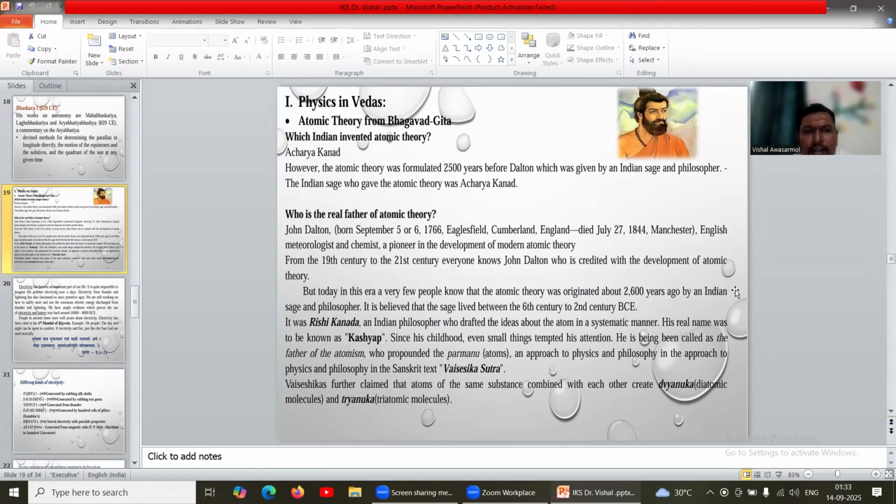From the 19th century to the 21st century, everyone knows John Dalton, who is credited with the development of atomic theory. But today, very few people know that atomic theory originated about 2,600 years ago with an Indian sage and philosopher. It is believed that the sage lived between the 6th century and 2nd century BC.